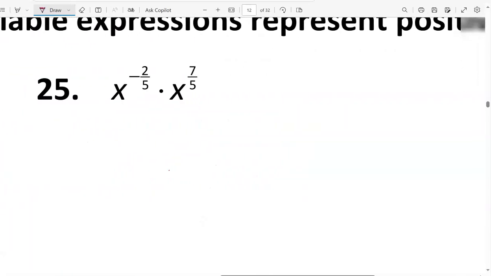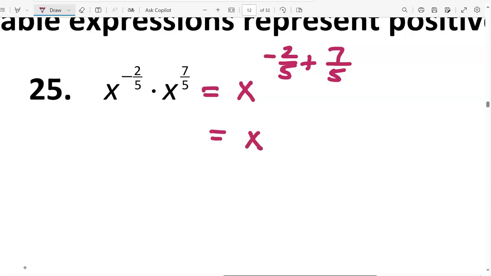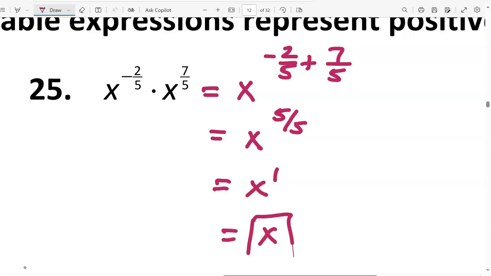All right, in 25, x to the negative 2/5 times x to the 7/5. So again, when we multiply, we're just simply going to add the exponents if they are like bases, and that gives us x to the 5/5, which is x to the 1, which in simplified form is just x.